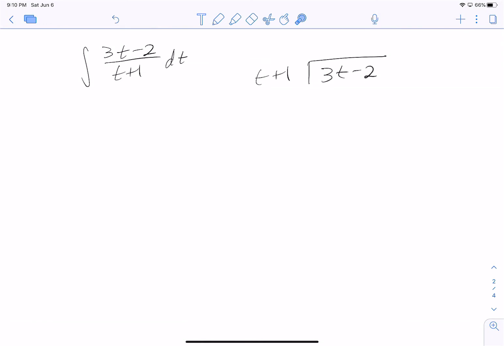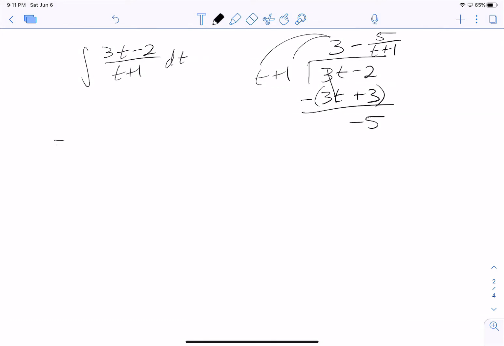In order to perform long division, we divide the first term of the divisor, that's on the outside, into the first term of the dividend, that's the one on the inside. 3t divided by t is going to give us 3, and then we multiply. 3t + 3, when we multiply we distribute, and then subtract from the original dividend. 3t minus 3t subtracts out. Negative 2 minus 3 is going to give us negative 5. Therefore, our quotient is 3, and then we have −5/(t + 1).